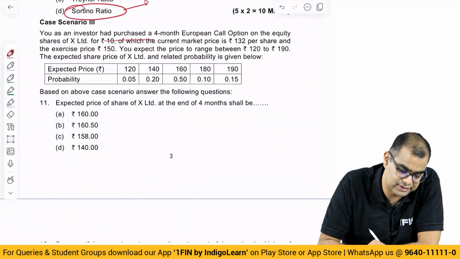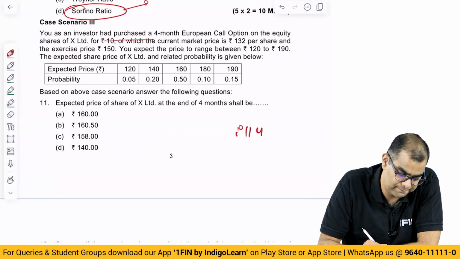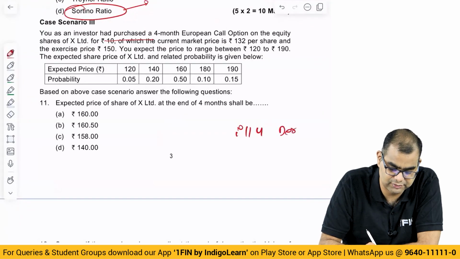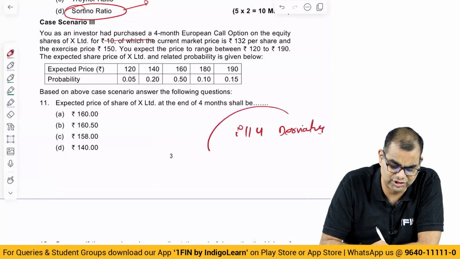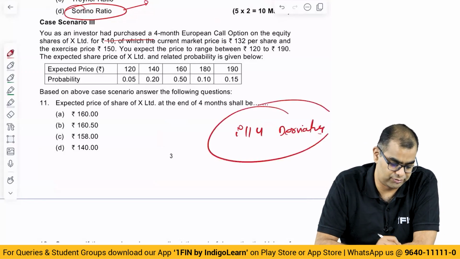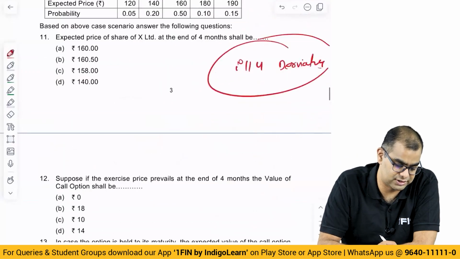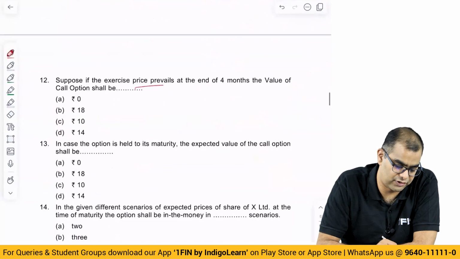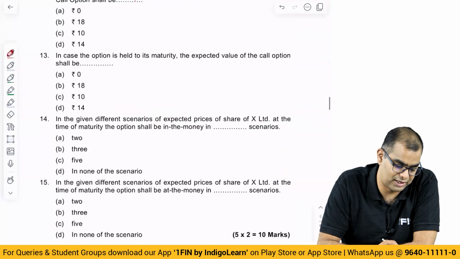This is illustration 4. Which chapter? Derivatives chapter. Ditto question actually. Again, I'll solve this just so that you know. Let us look at the questions first. Expected share price at the end of 4 months. If call up exercise price prevails, what will happen? In case the option is held to maturity, what will happen?